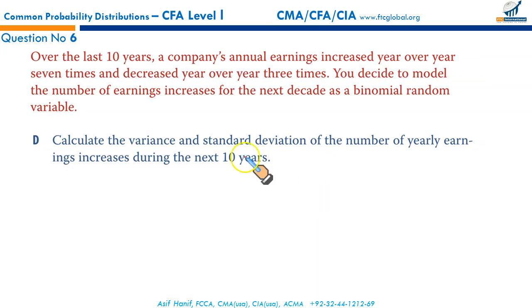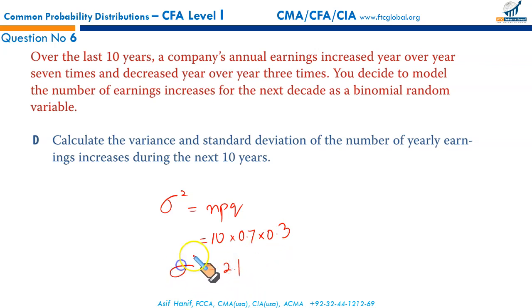Then, now calculate the variance and the standard deviation of the number of yearly earnings increases during the next 10 years. Variance is equal to NPQ. That is what I have been doing, and you may write it 1 minus P. I'm repeatedly saying don't confuse yourself. It's either Q or 1 minus P, makes no difference. N is 10 years. Probability of success is 70%, that is 0.7, and failure 0.3. So if you simplify these all, 10 times 0.7, 7 times 0.3, 2.1.